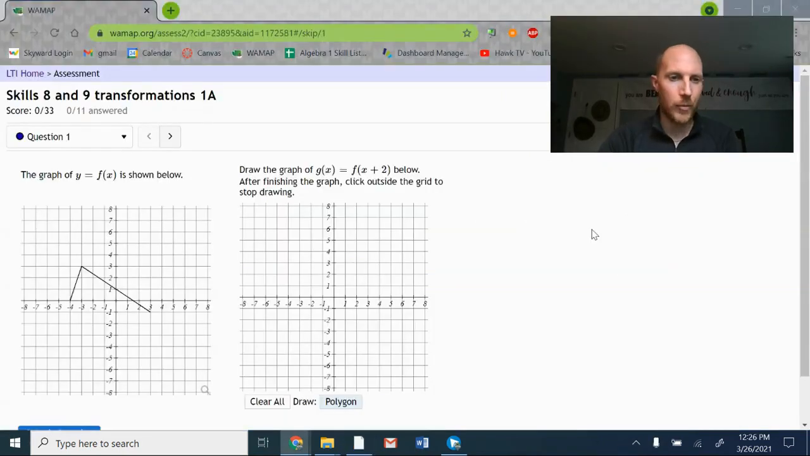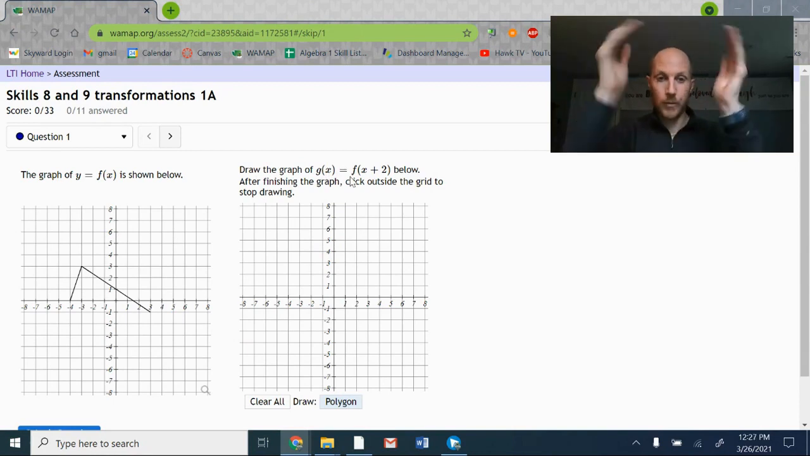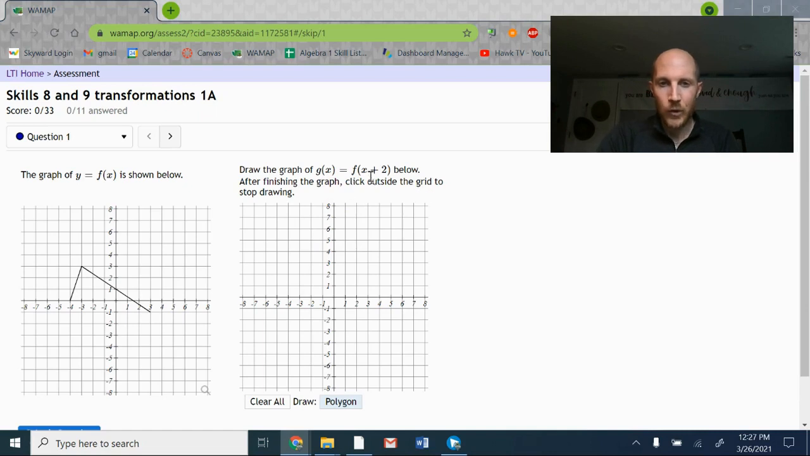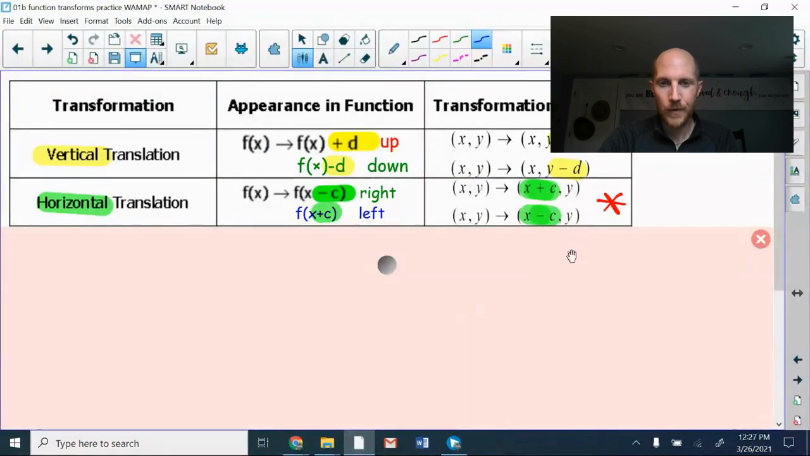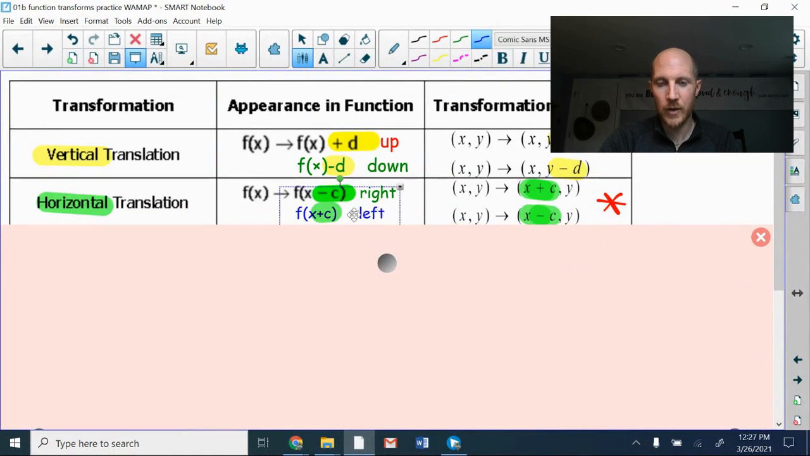All right, here's an example from the WAMAP assignment. On the left side here, I've got some original graph. The graph of y equals f of x is shown. I'm going to do a transformation. So here on the right side, draw the graph of g of x equals f of x plus 2 on the graph below. Okay, so inside the parentheses, we got plus 2. Plus 2 on the inside is just like right here on our notes page. Plus some number c is going to move the graph to the left.